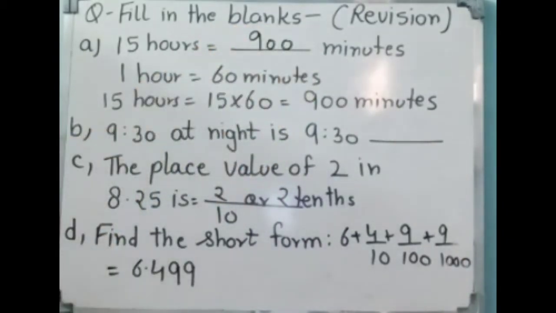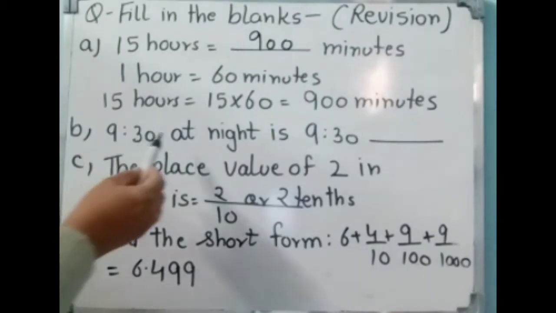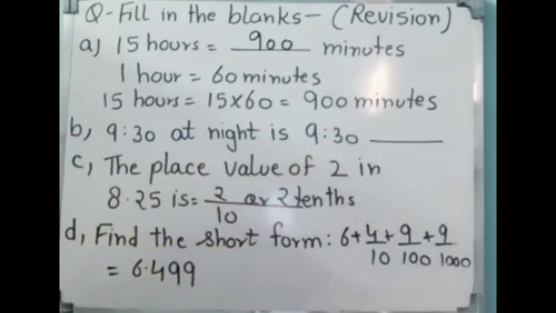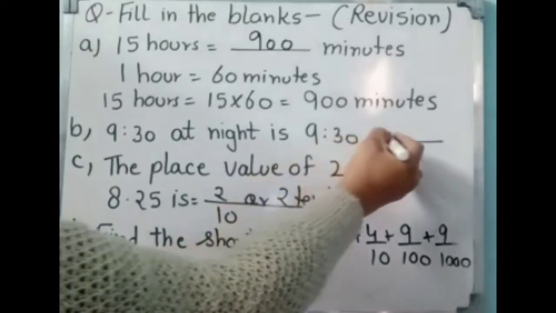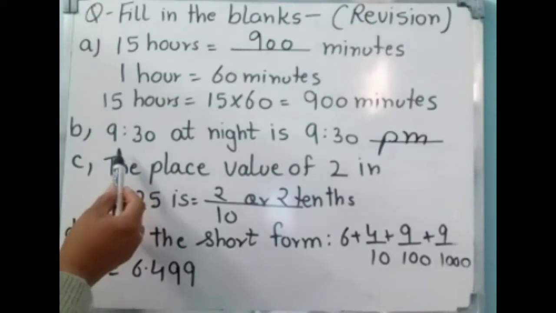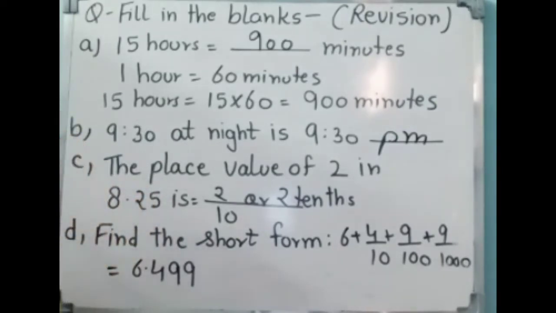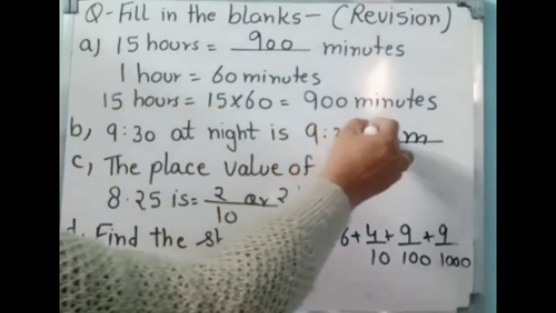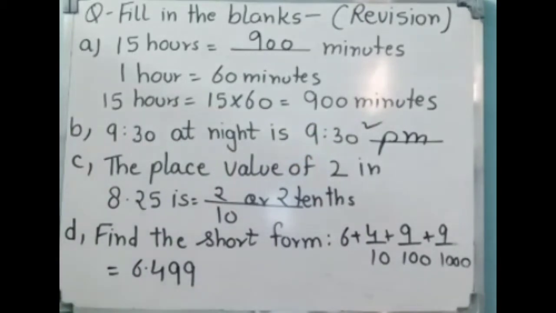Next fill in the blank: 9:30 at night is 9:30 p.m. AM means after 12 night to 12 noon, that is AM, and after 12 noon to 12 night, that is PM. So 9:30 PM.